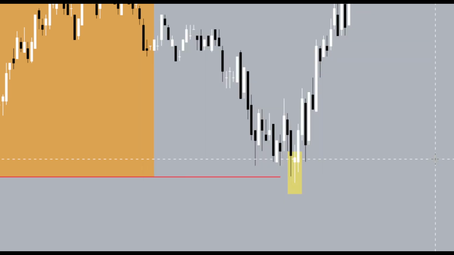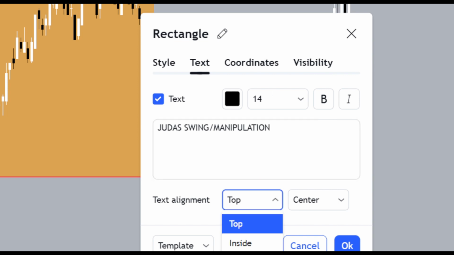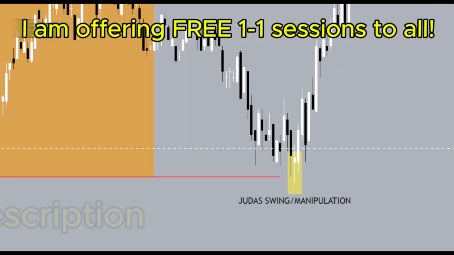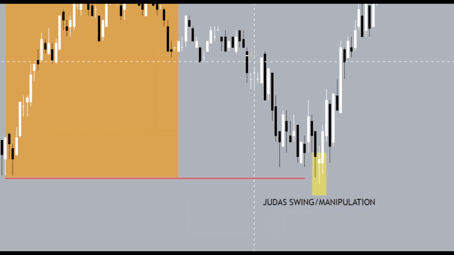The Judas swing is simply a manipulation, right? So if we label this here, the Judas swing or the manipulation, some people call it the turtle soup. All of these names are valid. It's simply a manipulation or a Judas swing or a turtle soup. It's essentially trapping traders onto the other side of the market before we take advantage. So after we've had an accumulation and a manipulation, what we look for now is a distribution, right?